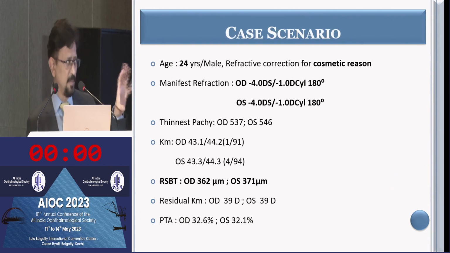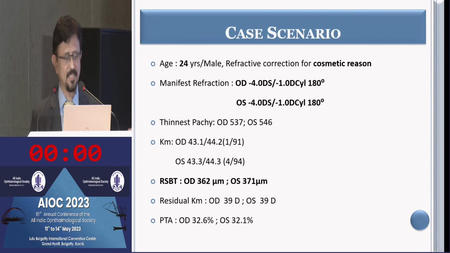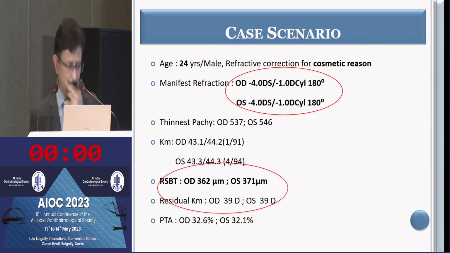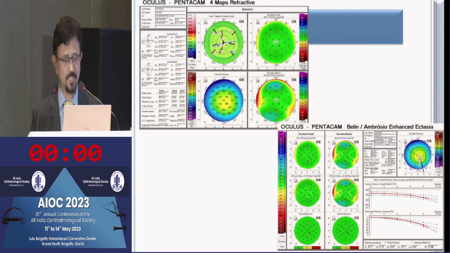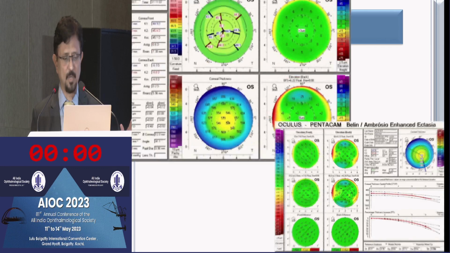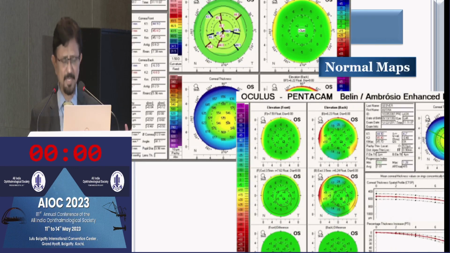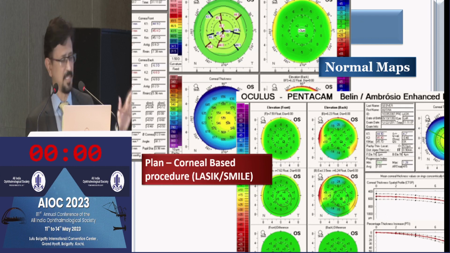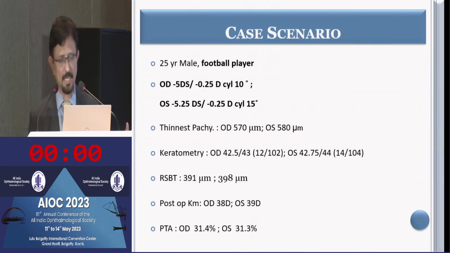So I'll just show 2-3 case scenarios and I'll conclude. A 24-year-old male with a refractive error of -4 diopter sphere and -1 diopter cylinder, RSBT 362, 371, residual K is also fine, PTA is less than 40%, maps are all good, no evidence of any keratoconus. We can go ahead and do a cornea-based procedure, LASIK or SMILE.